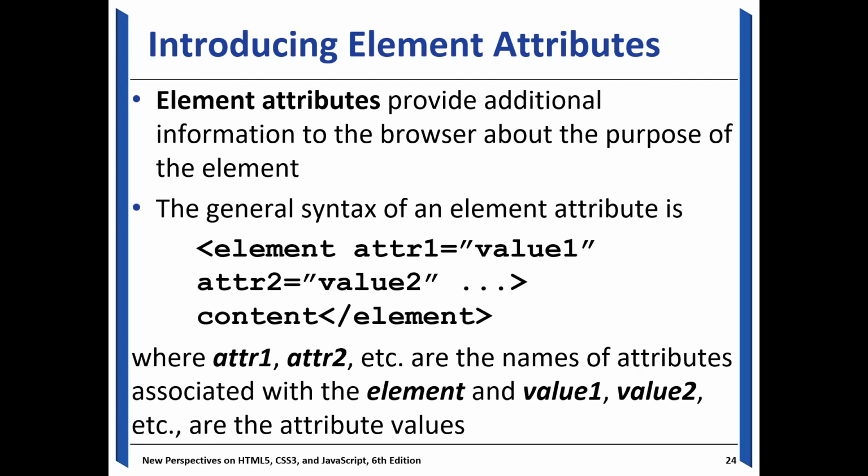Elements often contain one or more attributes. Each attribute provides additional information to the browser about the element or how the element should be processed by the browser. The general structure of an element attribute within a two-sided tag is given here.